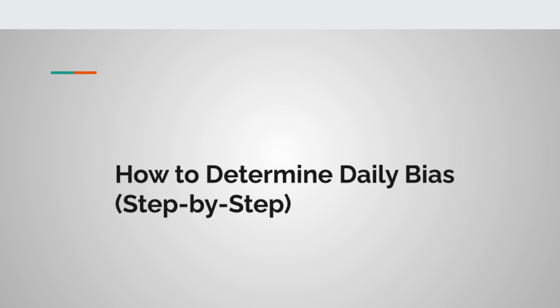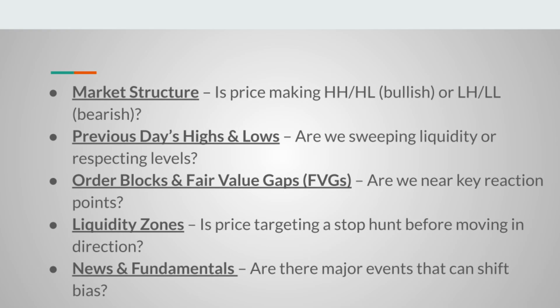How to determine daily bias? There are steps that you can take to determine daily bias, and these steps are market structure shift, previous day's high and low, order blocks and fair value gaps, liquidity zones, news and fundamentals. I'm going to talk briefly about each step that I just mentioned, starting off with market structure.